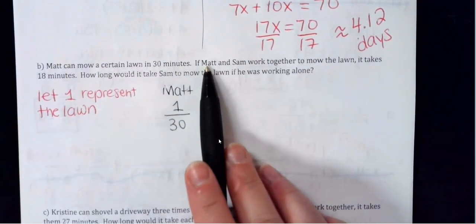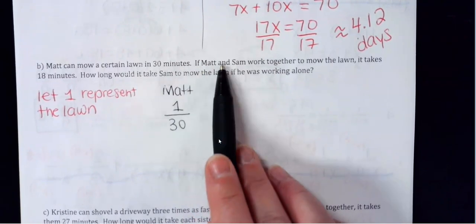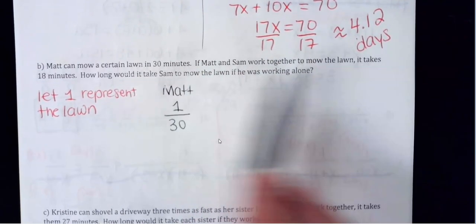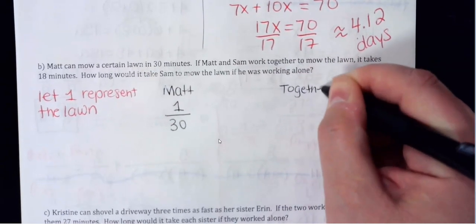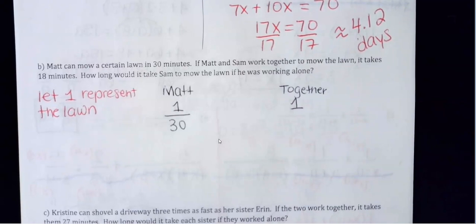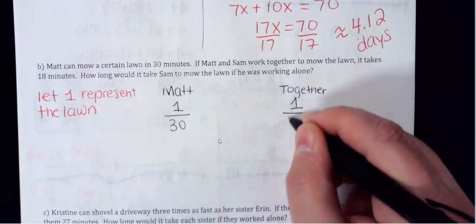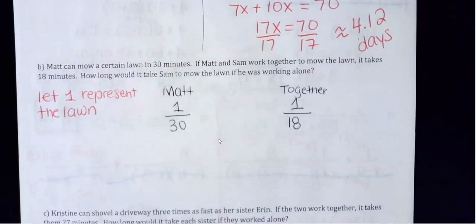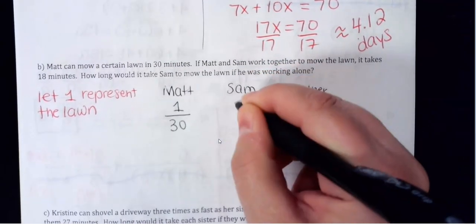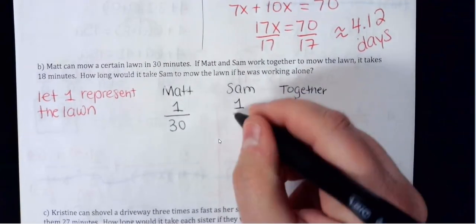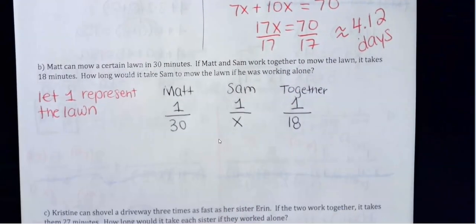Okay, now this one's a little different than the last one. It says if Matt and Sam work together to mow the lawn, it takes 18 minutes. So together to mow that same lawn, which I just used 1 to represent, it takes them 18 minutes. Then it says how long would it take Sam to mow the lawn if he works alone? So we don't know his rate. So Sam would be mowing that same lawn, but we don't know how long it takes him to do that. So that's where your variable would be in his denominator.